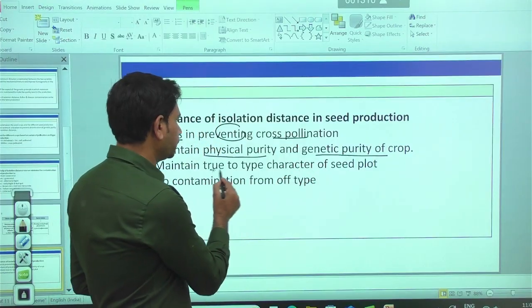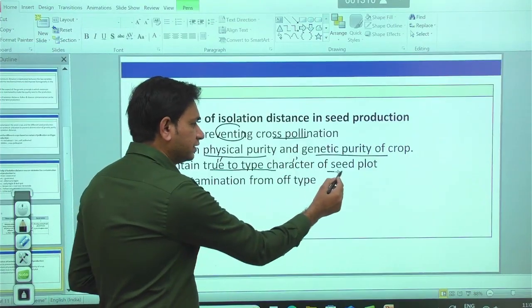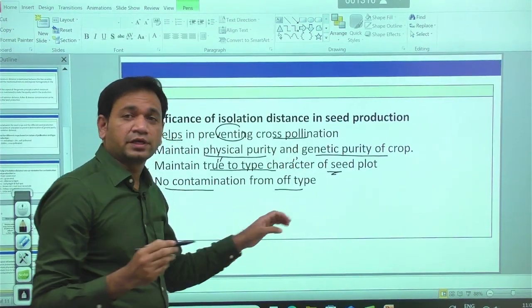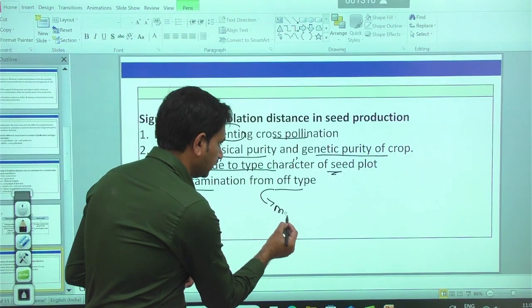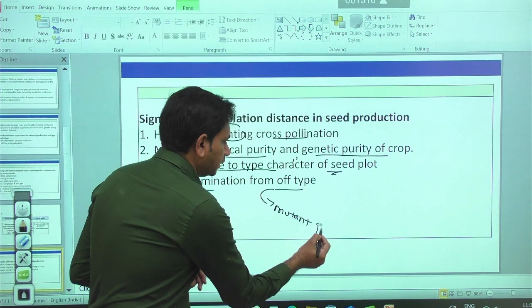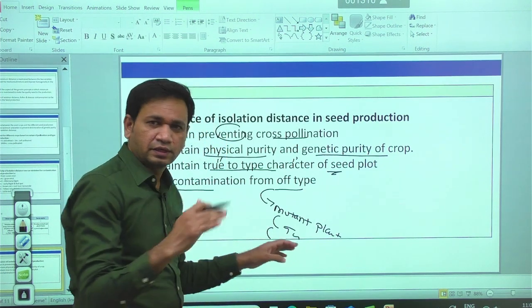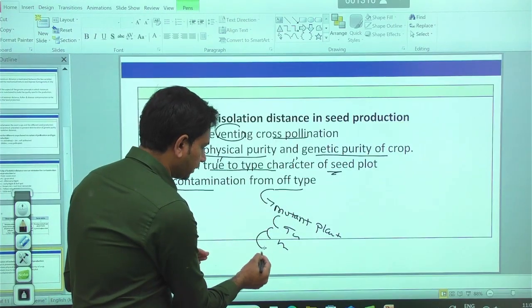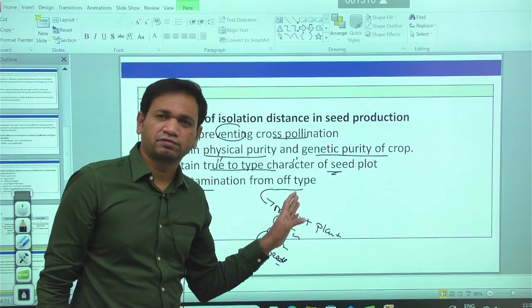Then maintaining the true to type character in the given seed lot is possible. Then no contamination from off-type plants. Off-type plants means we are having mutant plants. Mutant plants means some are taller varieties, some are dwarf varieties. Whatever mutant plants are there, they are called off-type. Even weeds are one of the examples of off-type.